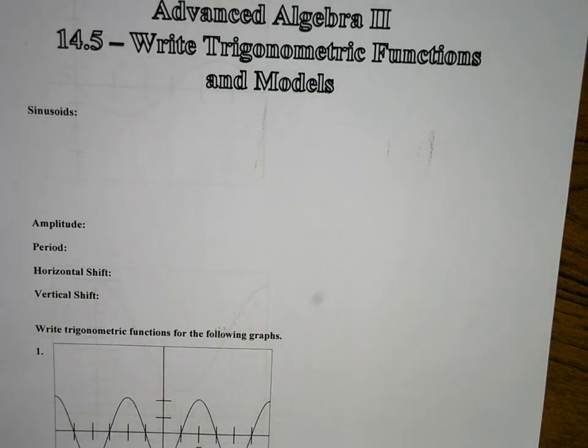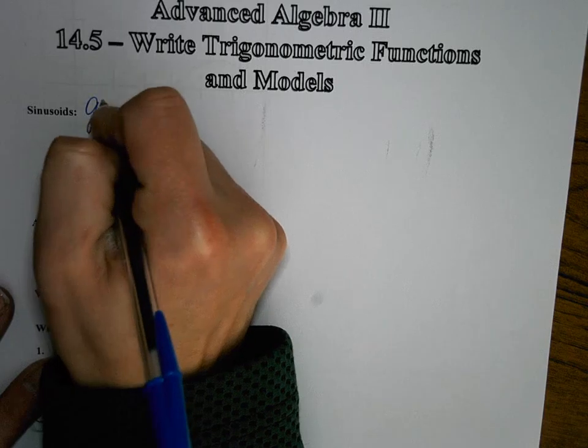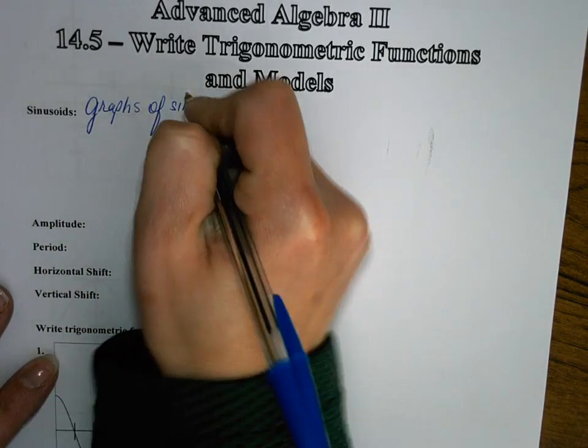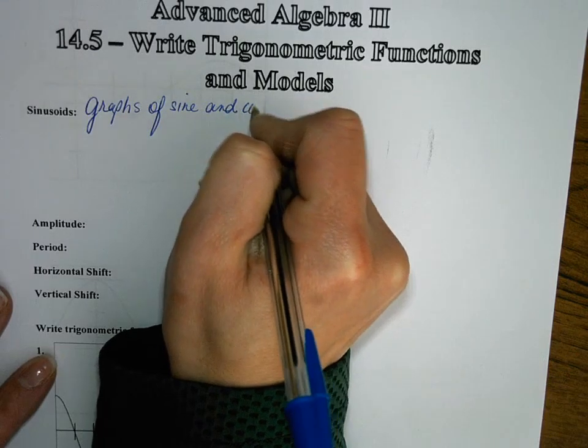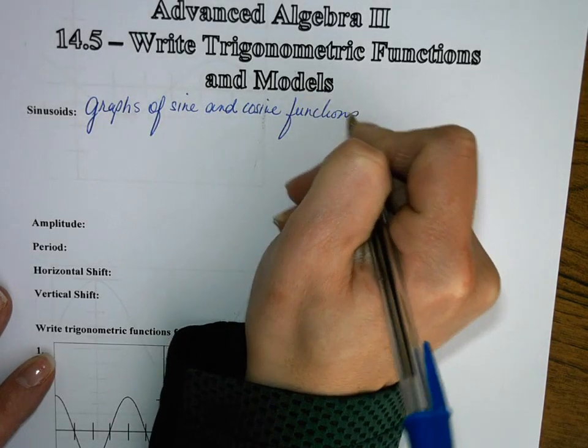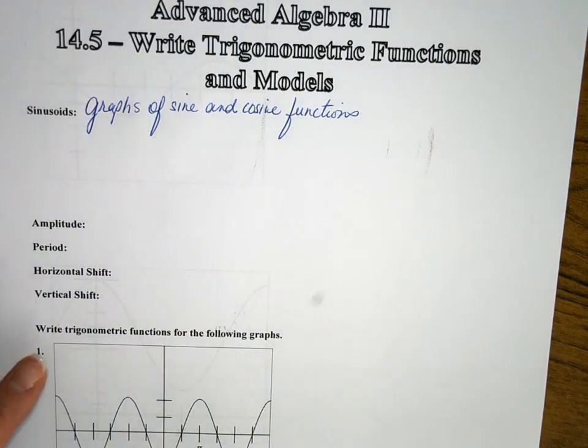Now, we're going to specifically be looking at what are called sinusoids. Sinusoids simply are a fancy name for the graphs of the sine and the cosine functions.